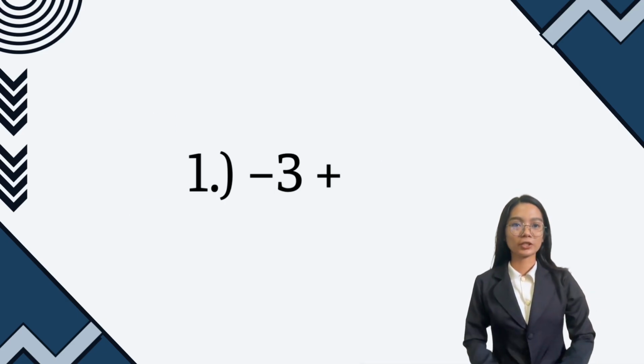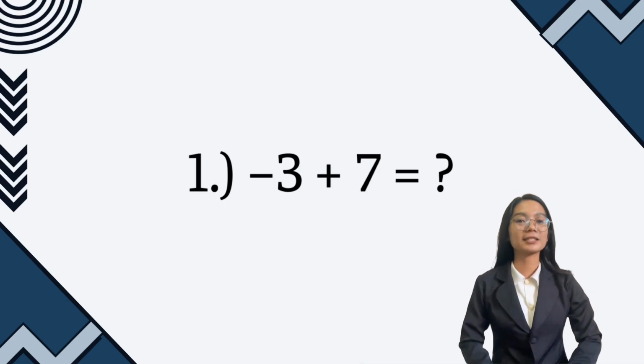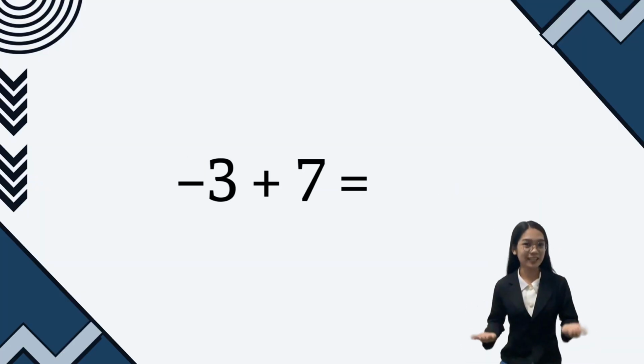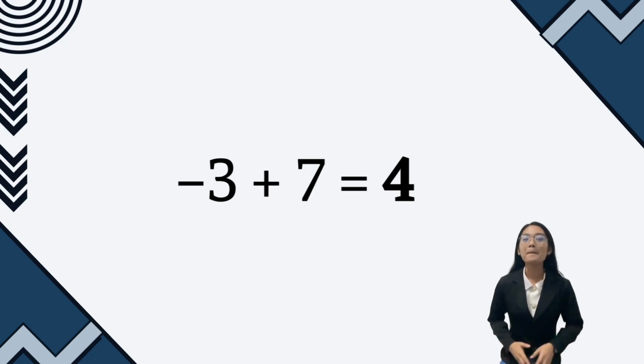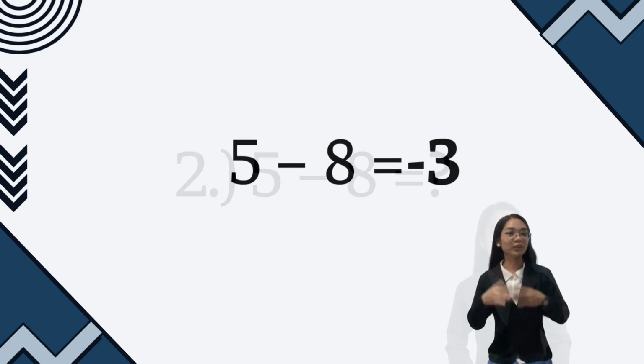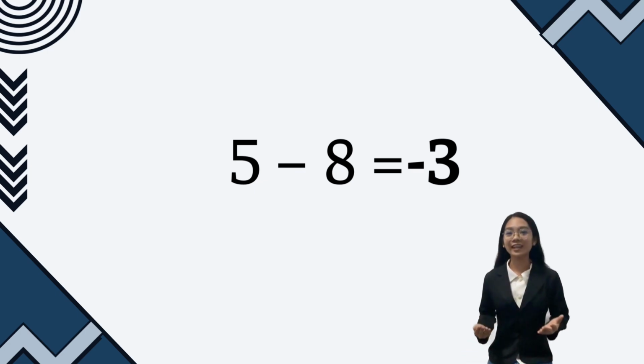The first equation is negative 3 plus 7. Do the action in 3, 2, 1, go. The correct answer is positive 4. The next equation is 5 minus 8. 3, 2, 1, go. The correct answer is negative 3.